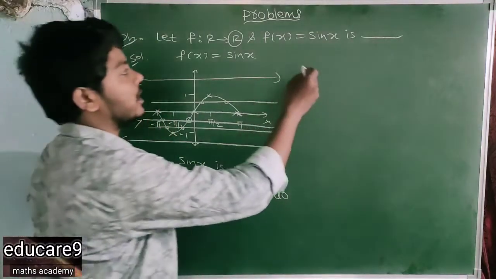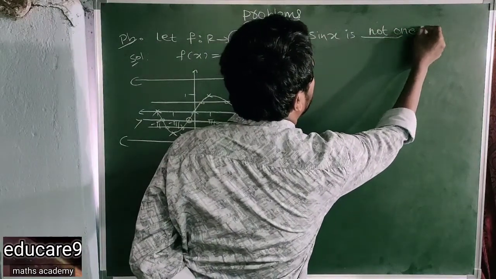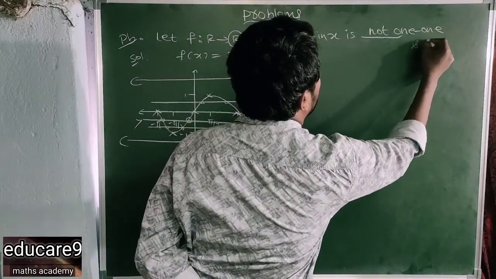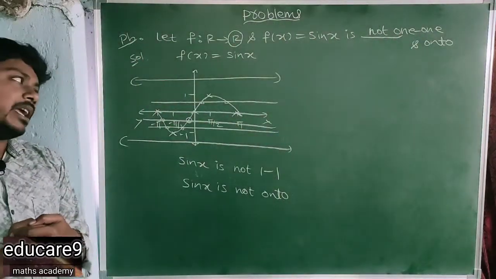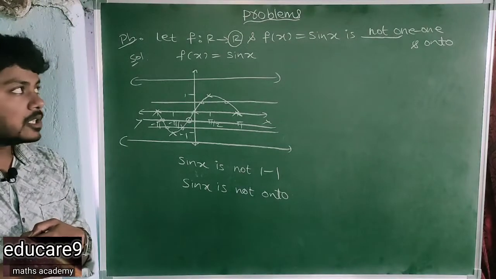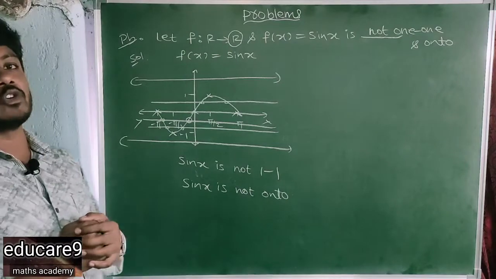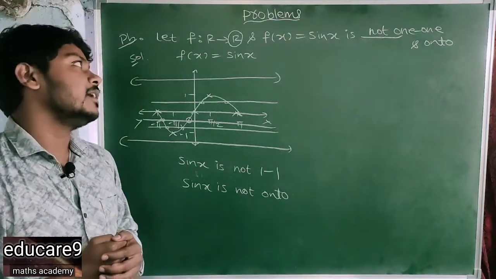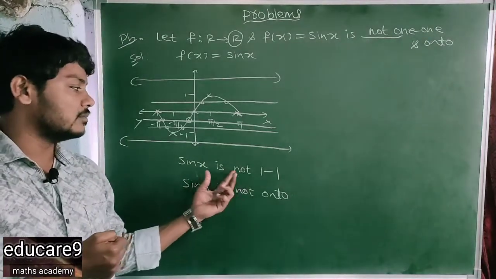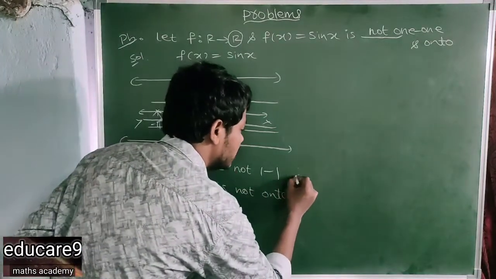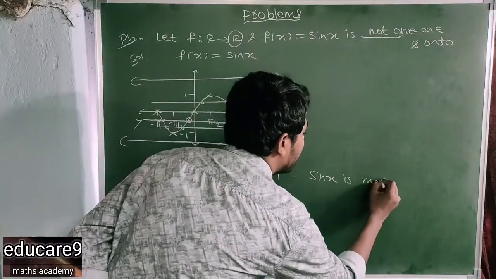Therefore, sin x is what? Not 1-1 and onto. Now, is it many one function or not? So, what is the definition of many one function? f of x is said to be many one if f of x is not 1-1. So, clearly it is not 1-1. Therefore, sin x is many one.